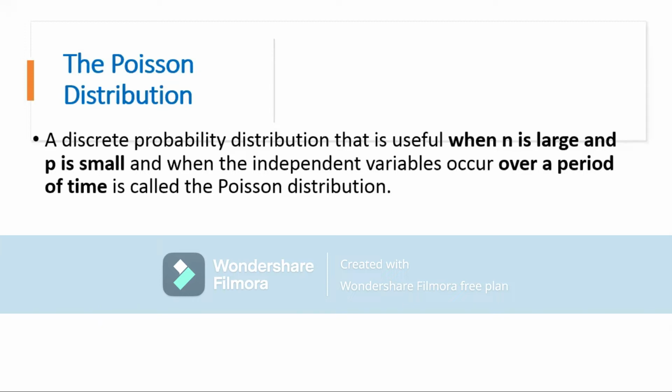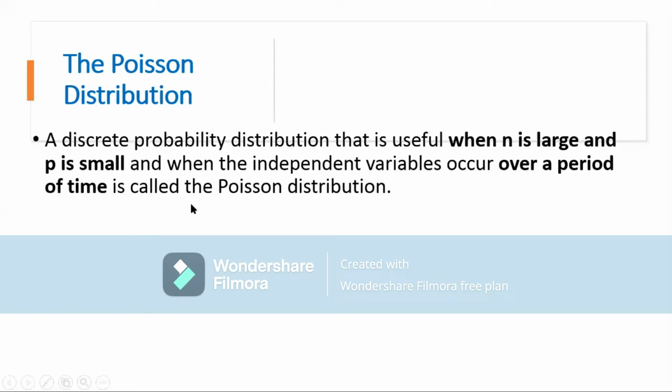But when you look at the table, the value of n in tables is mostly not more than 25 or 30, because otherwise the table becomes very big. Then in that case you either calculate again from the equation, right? Or sometimes the situations are complicated, so you cannot calculate it with the binomial equation, or calculating with the binomial equation becomes very laborious. So in this case, the Poisson distribution can be used when n is large and the probability is small, and when the independent variables occur over a period of time, right?